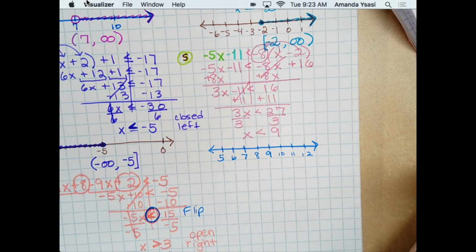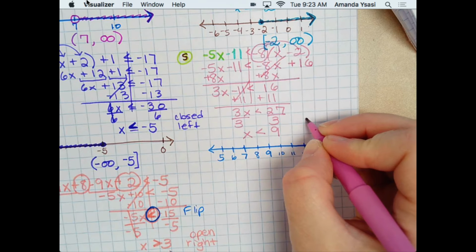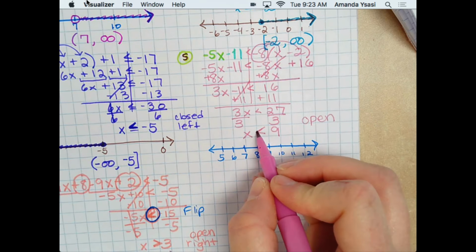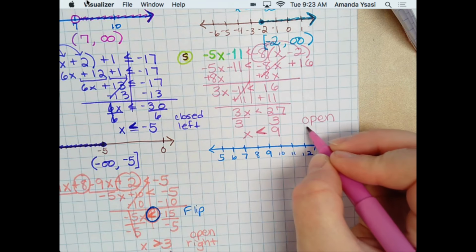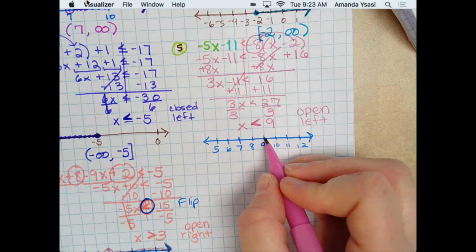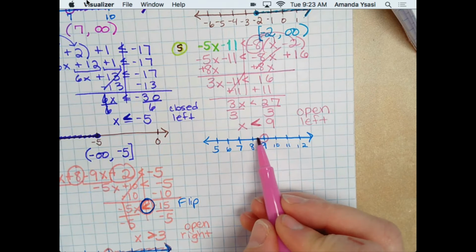Okay, the description of how we're going to graph it. Open, and then which direction? Left. So open on 9, and then pointing left.